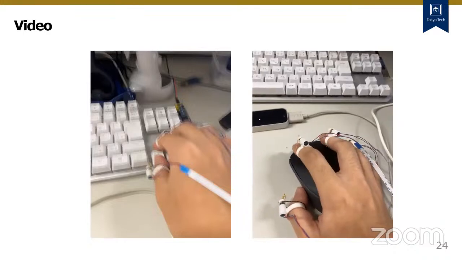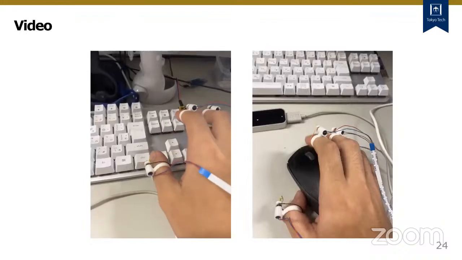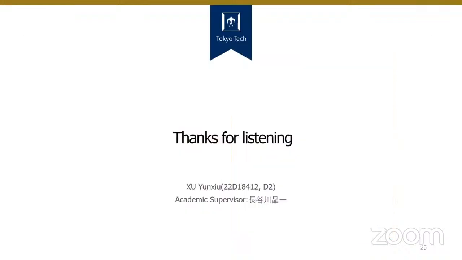And also we can try to control the keyboard and the mouse when wearing such a device. Okay, and that's all. Thanks for listening.